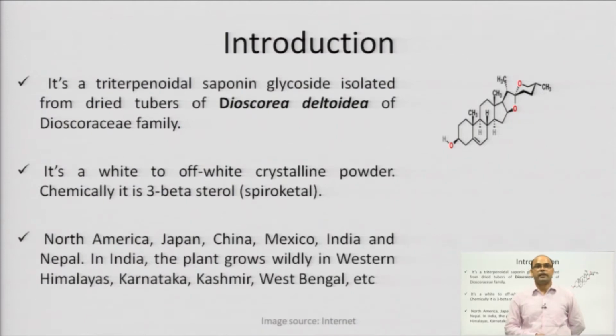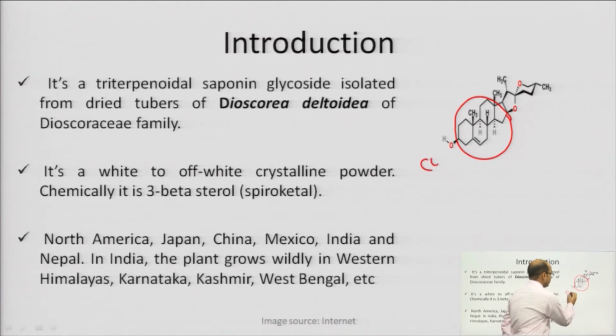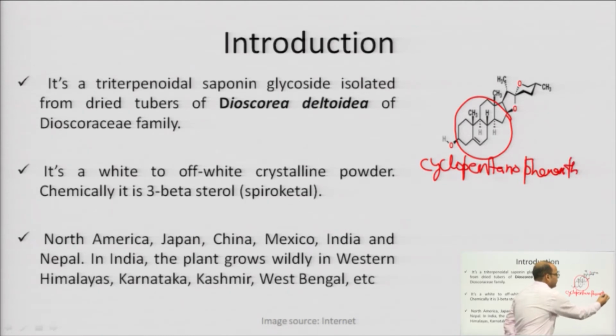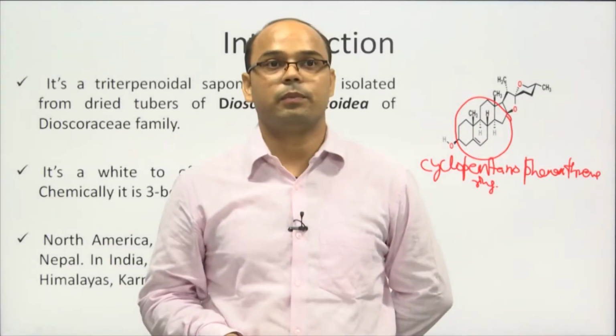Diosgenin is a triterpenoid saponin. If you look at the structure, you can see the cholesterol nucleus or the cyclopentanoperhydrophenanthrene ring system. This ring is the basis for various steroidal compounds. This nucleus makes the compound a saponin glycoside.